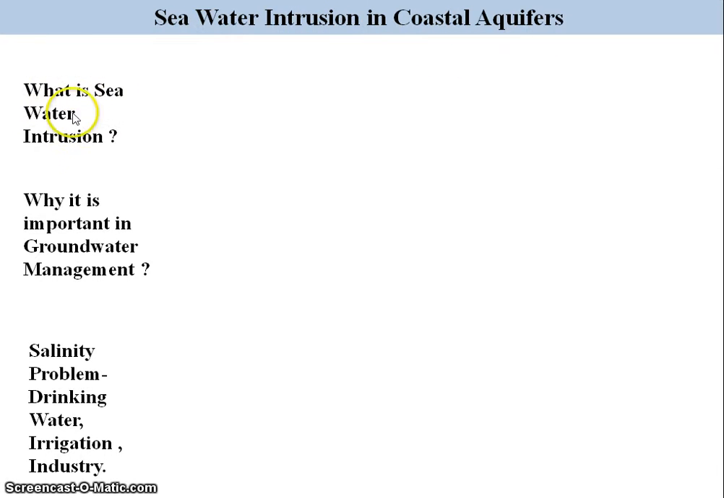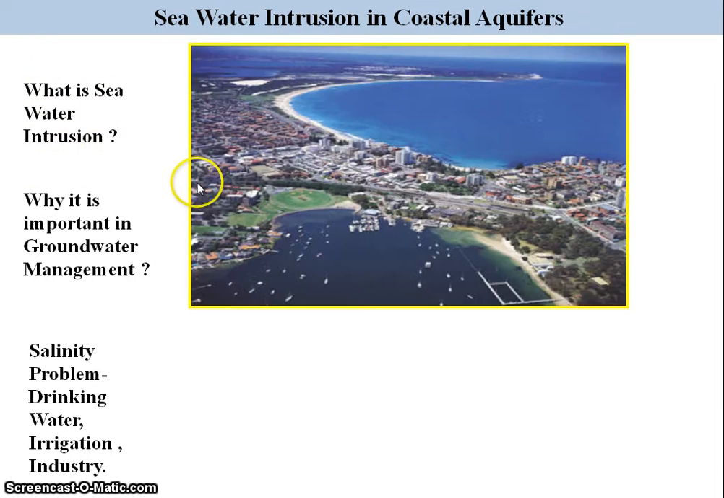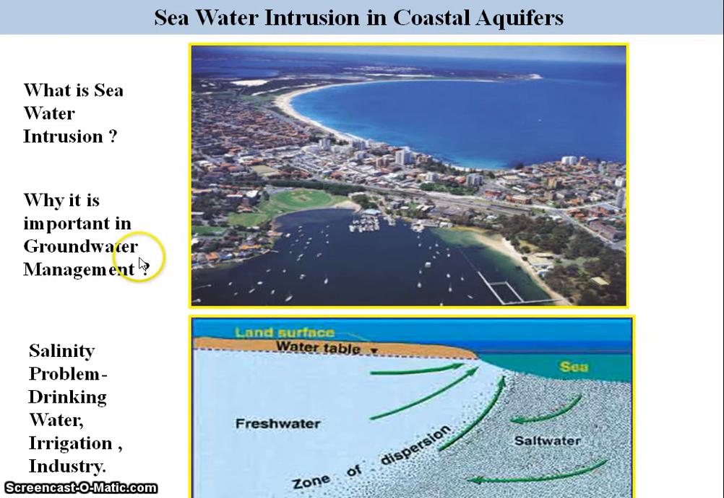Why this? What is seawater intrusion? Seawater intrusion usually happens at a coastal area where the seawater gets introduced into the groundwater. Why is it important in groundwater management?